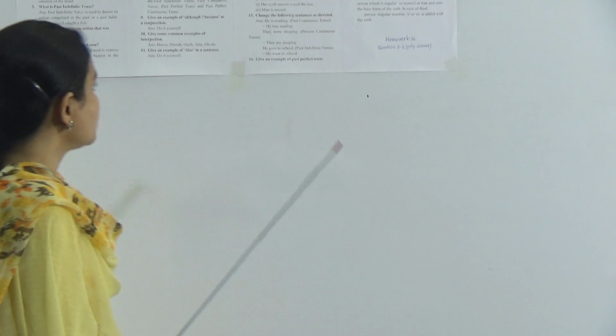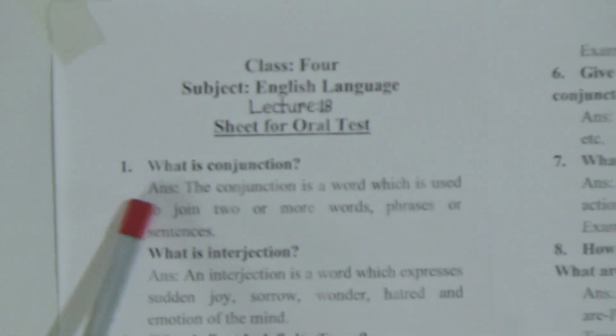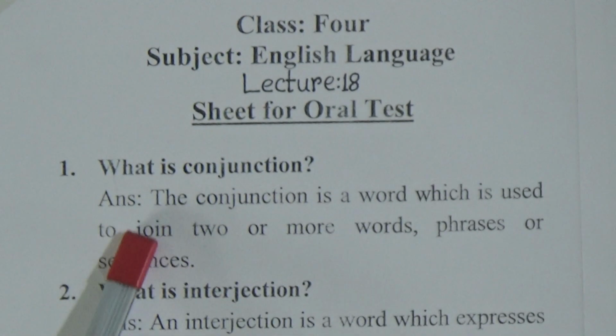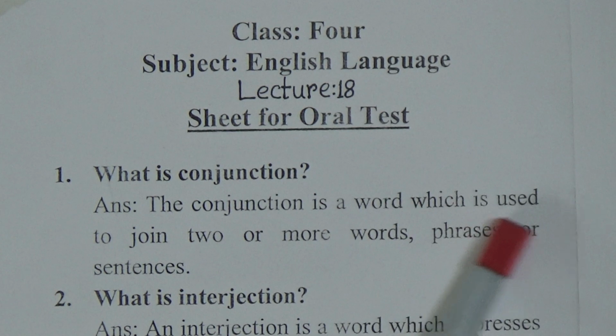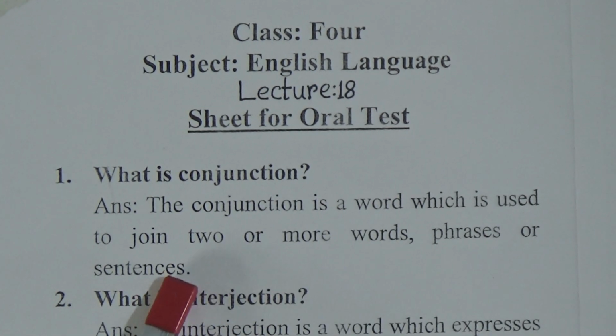That means you will go through these questions almost every day. So practice a lot at your home, and there are 20 questions for your oral test. So let's read. The first one is, what is conjunction? The answer is, the conjunction is a word which is used to join two or more words, phrases or sentences.